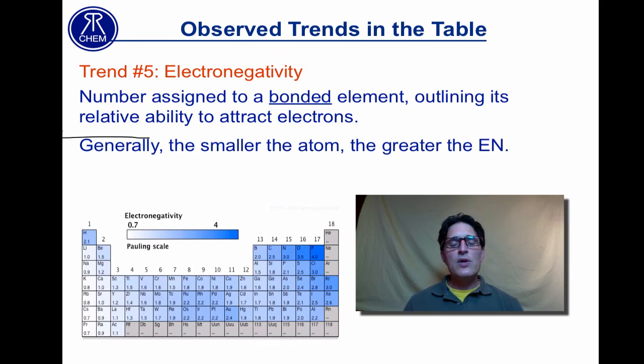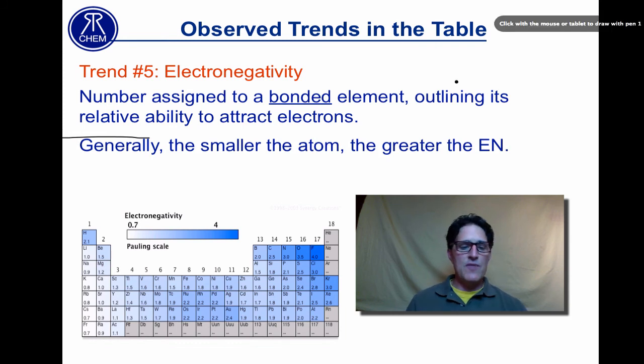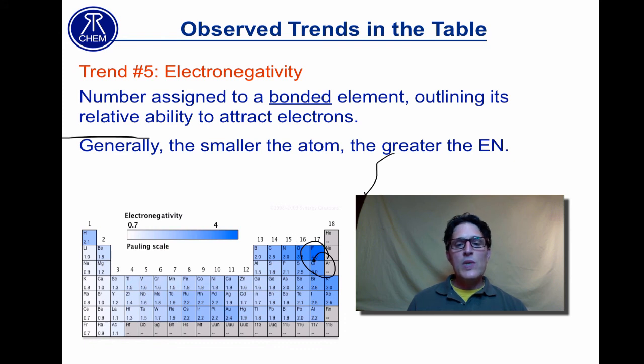So if we look at the periodic table, we can generally say that the smaller the atom, the greater the electronegativity. And so if we look at fluorine right here, we see that fluorine has the highest electronegativity at 4, meaning that it's likely a very small atom, has a very high ionization energy, and would have a really high electronegativity. Whereas if we move over to francium, francium would be a very large atom, very low ionization energy, and a very low electronegativity.